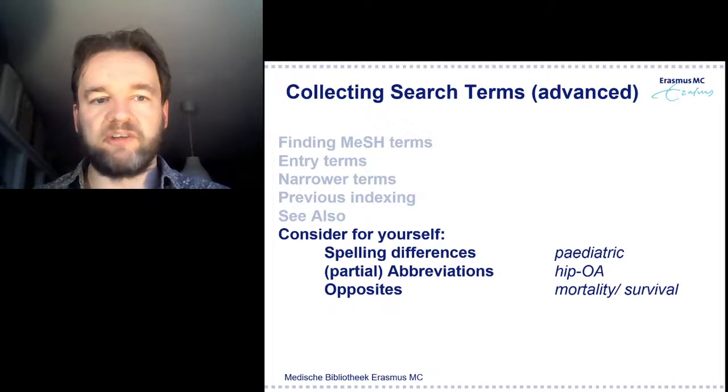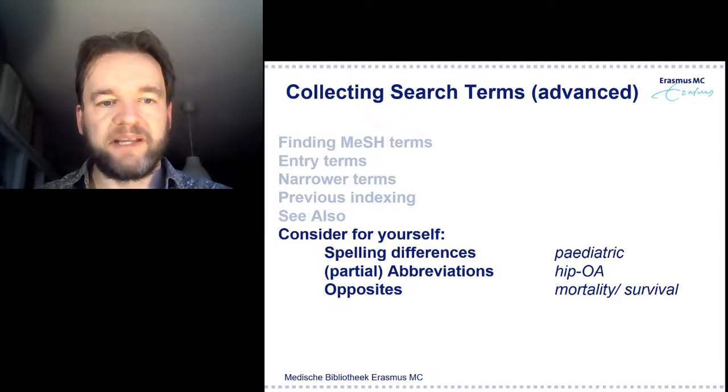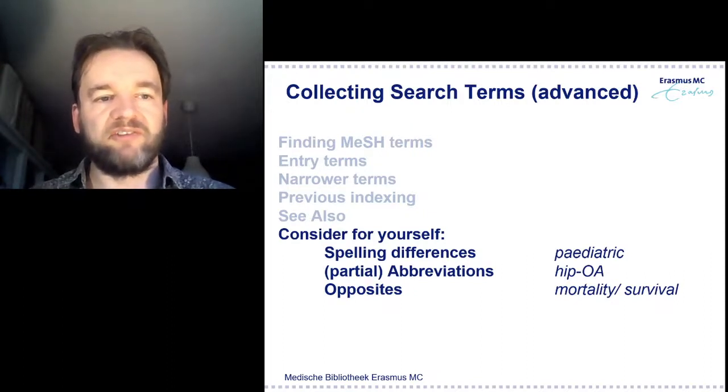Some things you should consider for yourself. Spelling differences between British and American spelling, such as pediatric with an E or AE, should be written down, both in your Word document. Also consider the use of abbreviations. Sometimes abbreviations consist of partial abbreviations. Instead of using hip osteoarthritis in the abstract, the author might choose to use hip OA. Also think of opposites. If you're interested in mortality, you will probably be interested in survival as well.